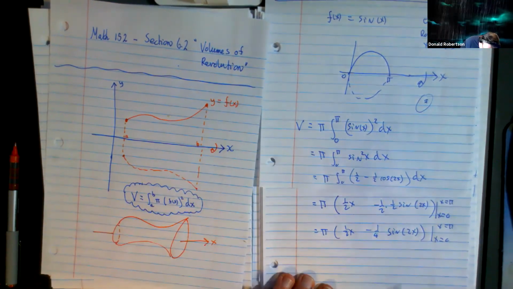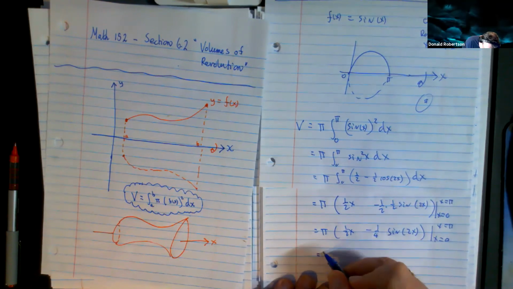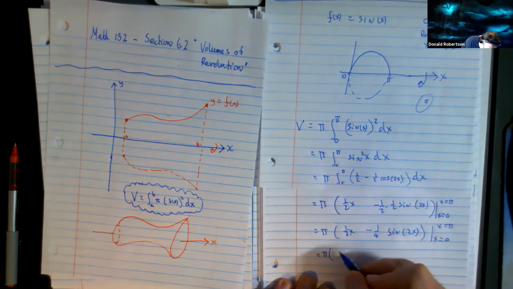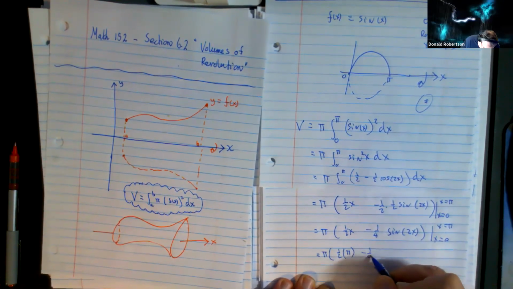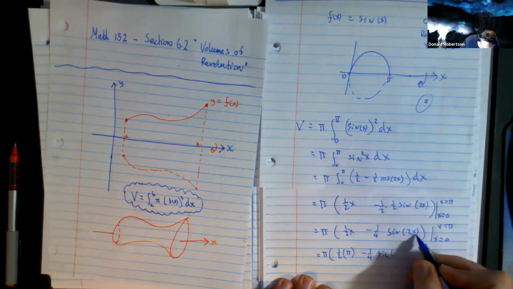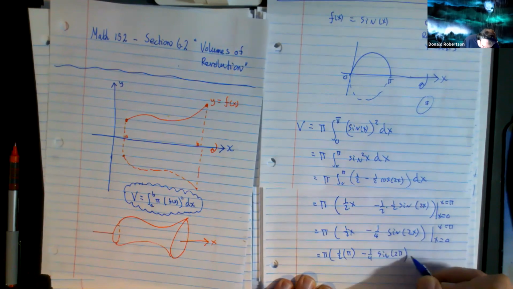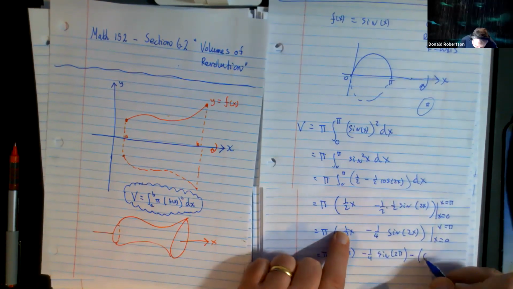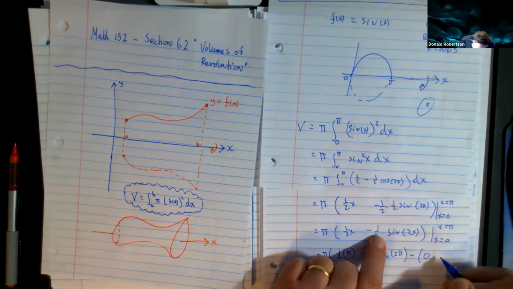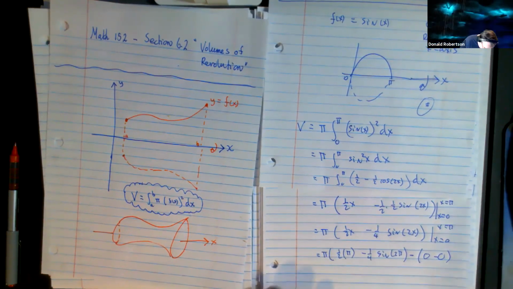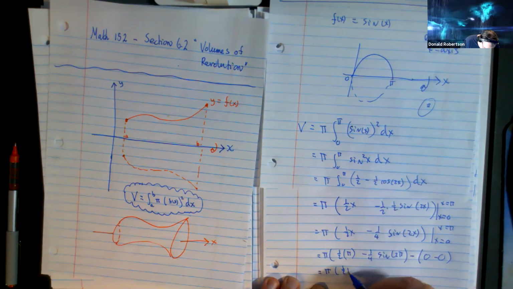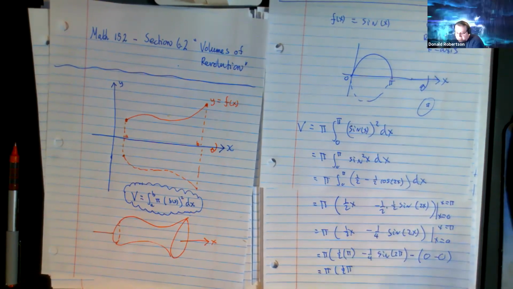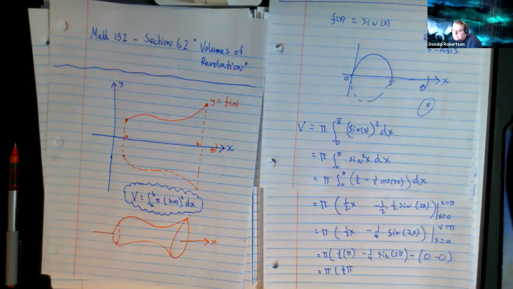Now we're ready to rock and roll. A half pi minus 1/4 the sine of 2x, which is 2 pi, that's the first one. Take away a half 0 minus a quarter sine of 0. Take away a whole load of zeros, essentially. What's the sine? What number is the sine of 2 pi?